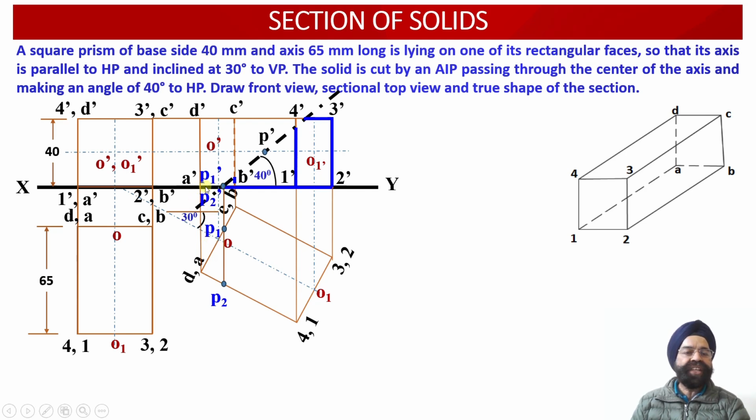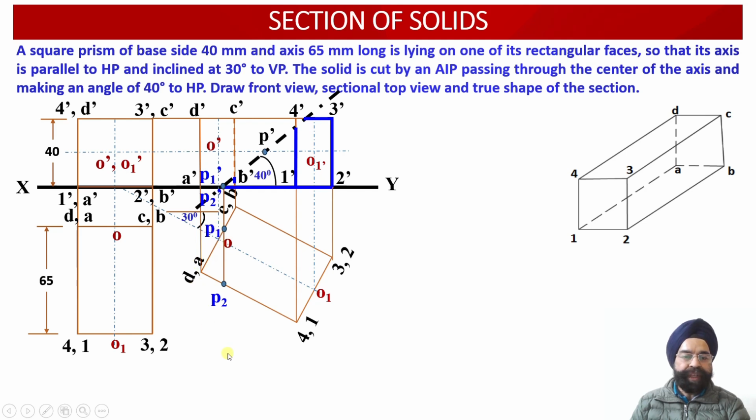Now the second point of intersection is P2 dash. And now P2 dash, it is the point of intersection of the cutting plane with the longer base edge which is A dash and 1 dash. This is A dash and this is 1 dash. So this edge A1 has been intersected by the cutting plane at the point number P2 over here.